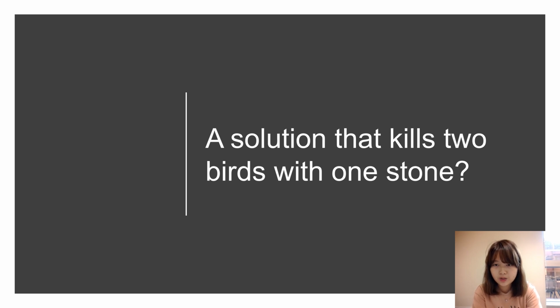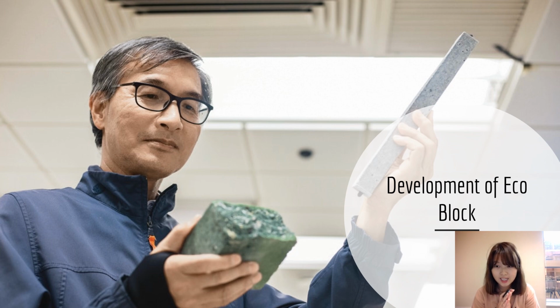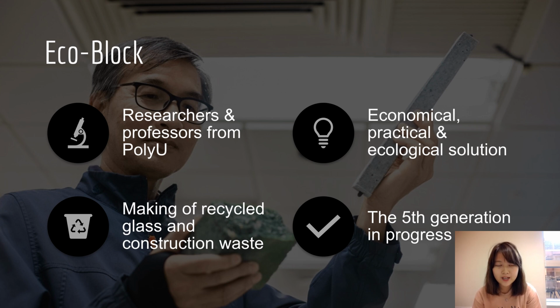So is there a solution that kills two birds with one stone? Definitely yes, and it is the EcoBlock. The invention of EcoBlock is thanks to the researchers and professors from PolyU. This is an economical, practical, and ecological solution to the high construction waste society. It makes use of recycled glass and also construction waste. And the 5th generation is in progress.